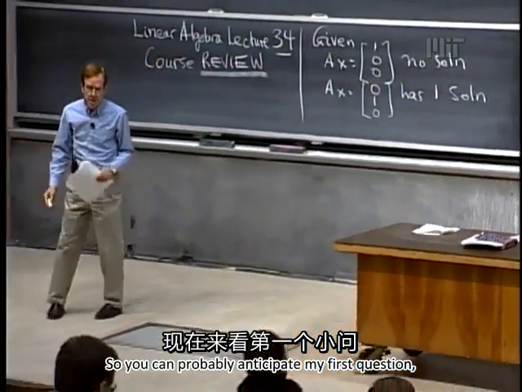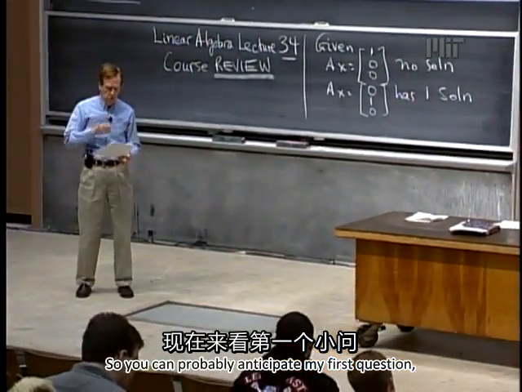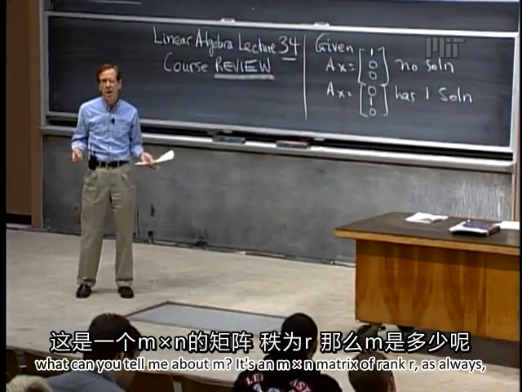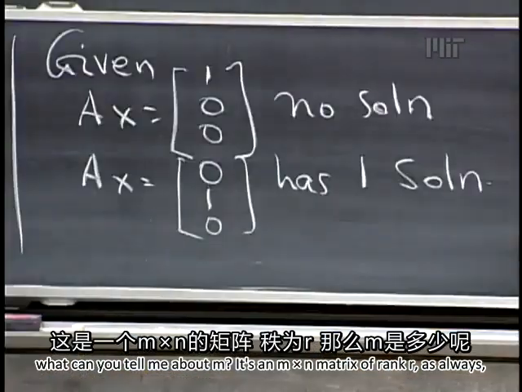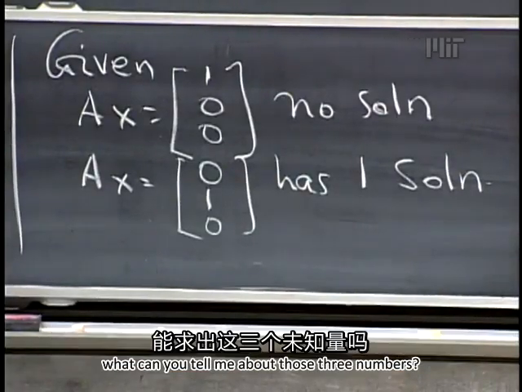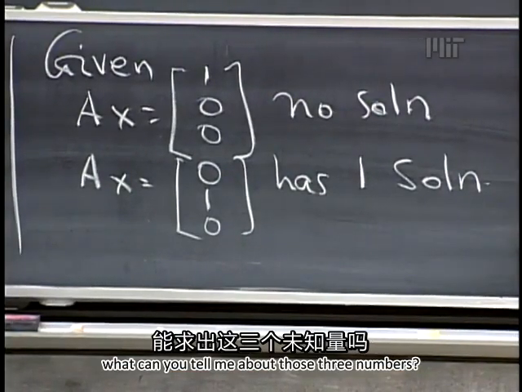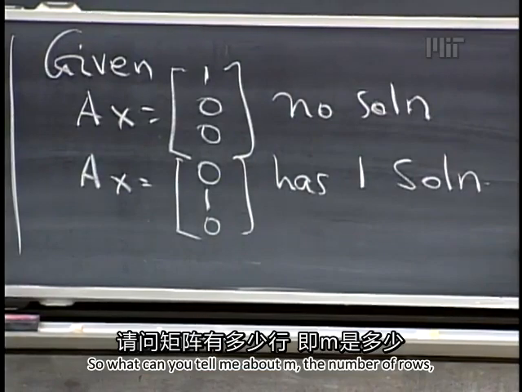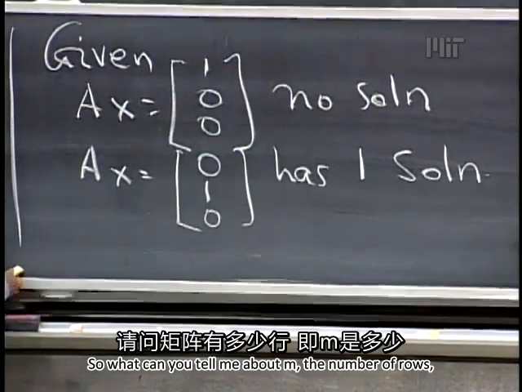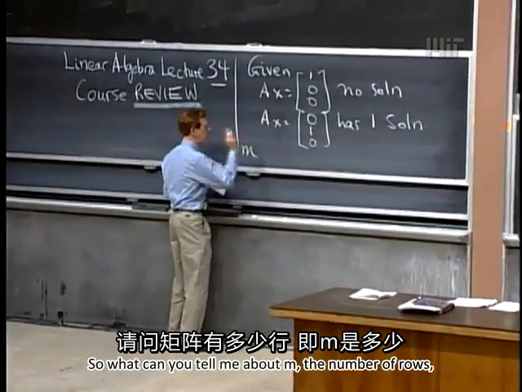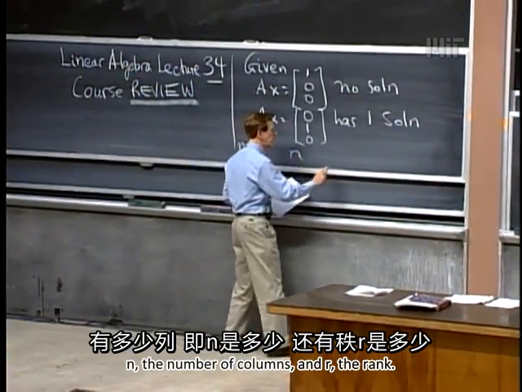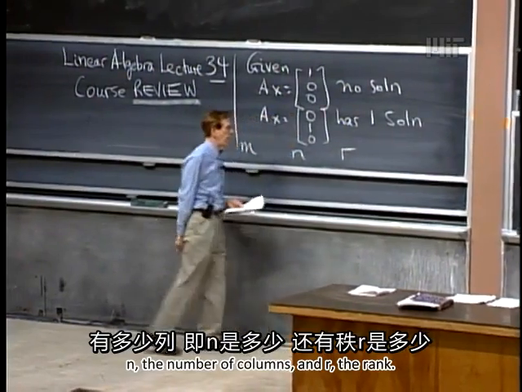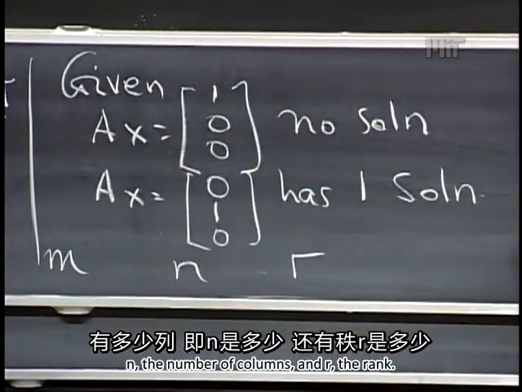So you can probably anticipate my first question. What can you tell me about M? It's an M by n matrix of rank R, as always. What can you tell me about those three numbers? The number of rows, M, the number of columns, N, and R, the rank.